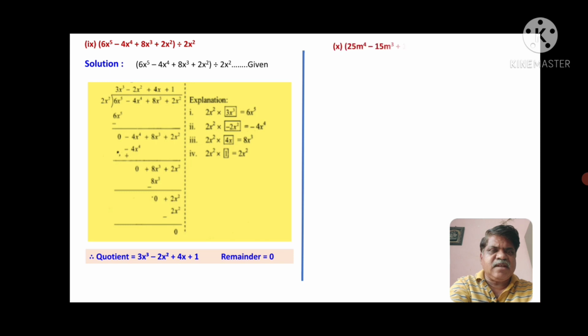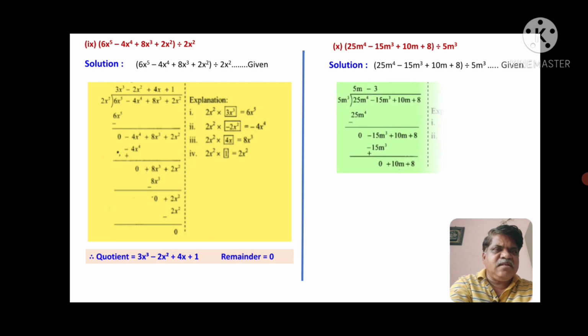So friends, let us see the next problem. Here you can see that 25m fourth minus 15m cube plus 10m plus 8 is divided by 5m cube. So the division will be like this: 25m raised to 4 minus 15m cube plus 10m plus 8 is the dividend, and 5m cube is the divisor. In the explanatory part, you could see 5m cube into what will be 25m raised to 4. So 5m is the first term of this quotient.